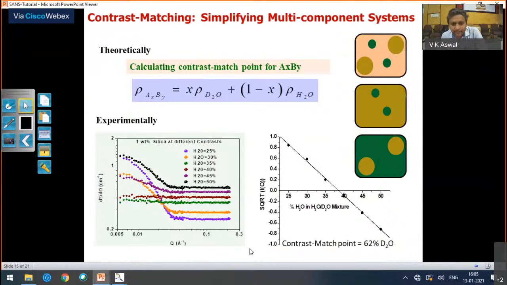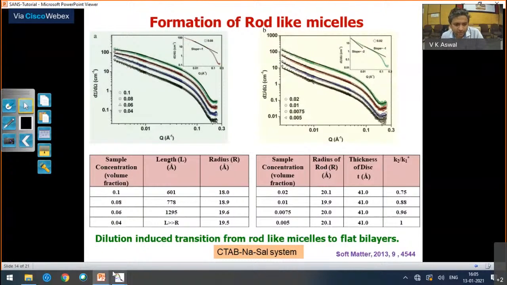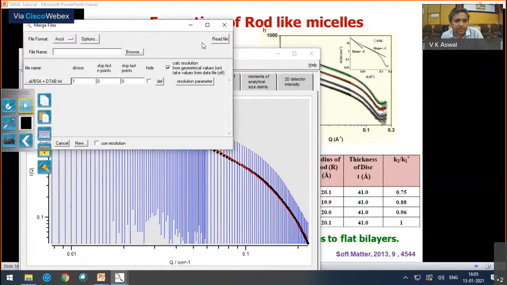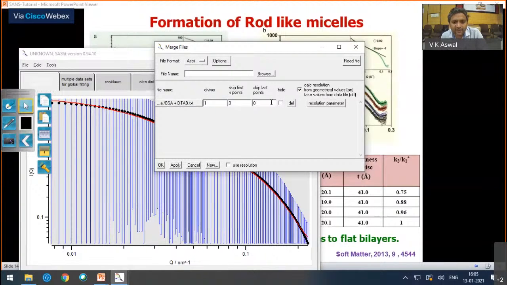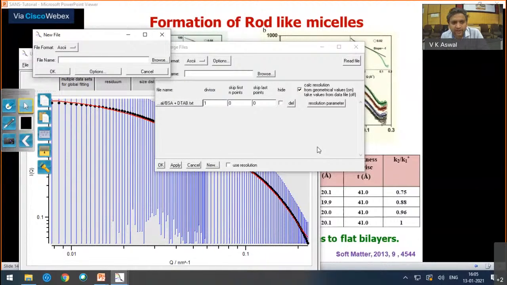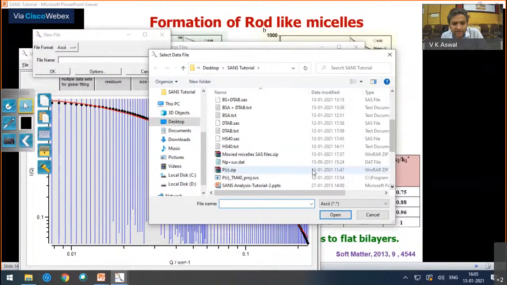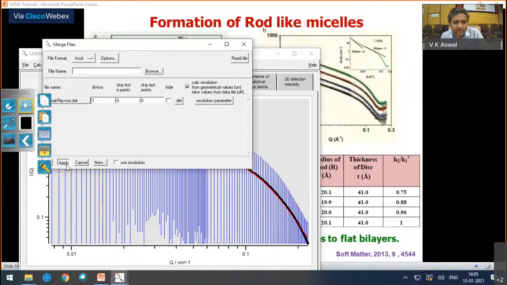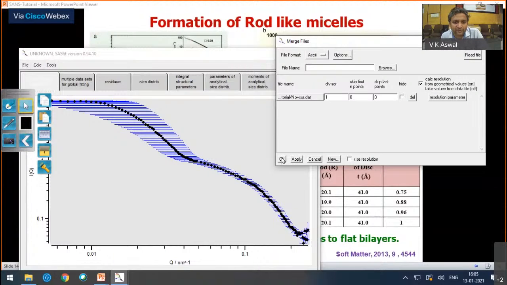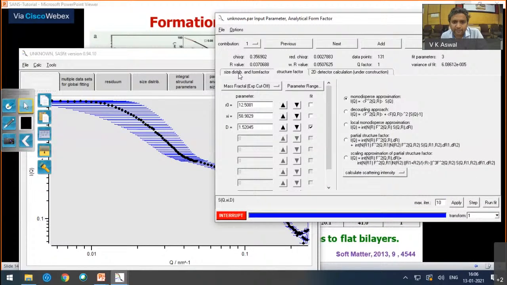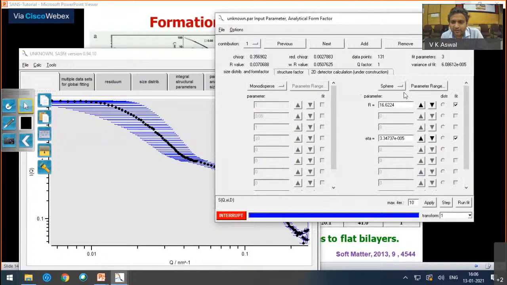I'll show you one simple example to analyze data which contain more than one population. So going to the same file, browsing the new one, this is a simpler version, nanoparticle plus micelles. Just okay, apply. So this is the new data set, and one has to remove all this sort of also.